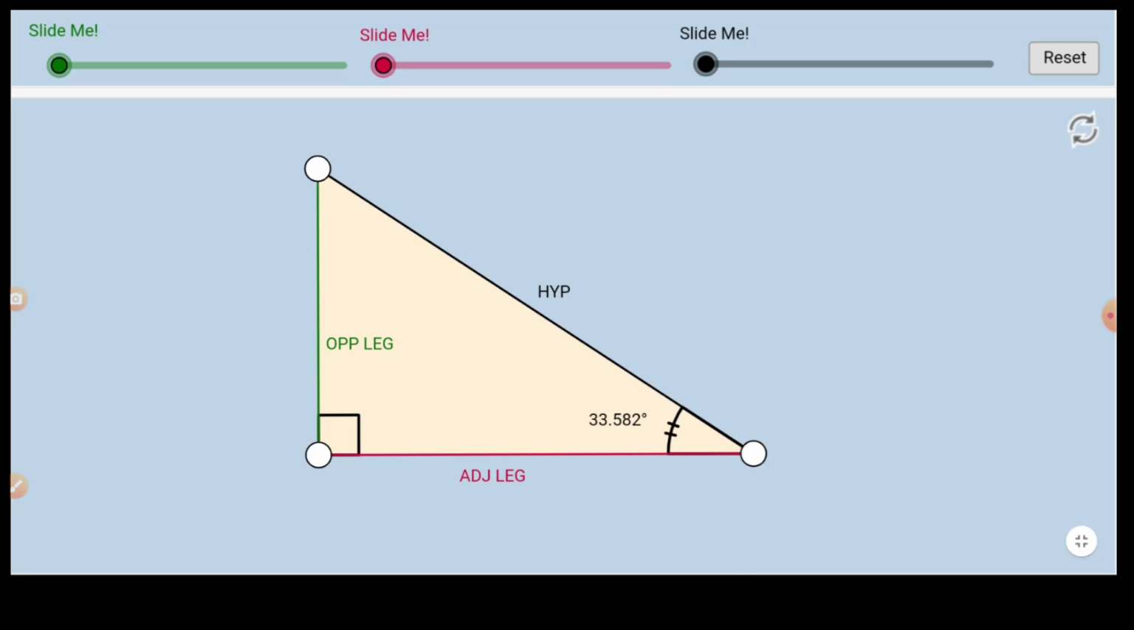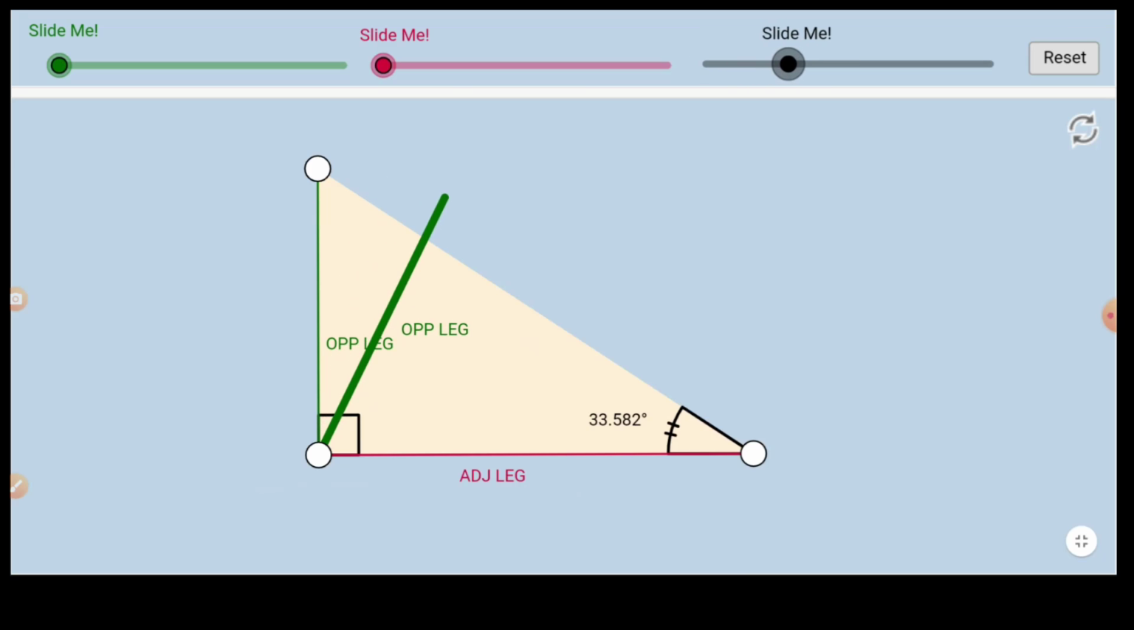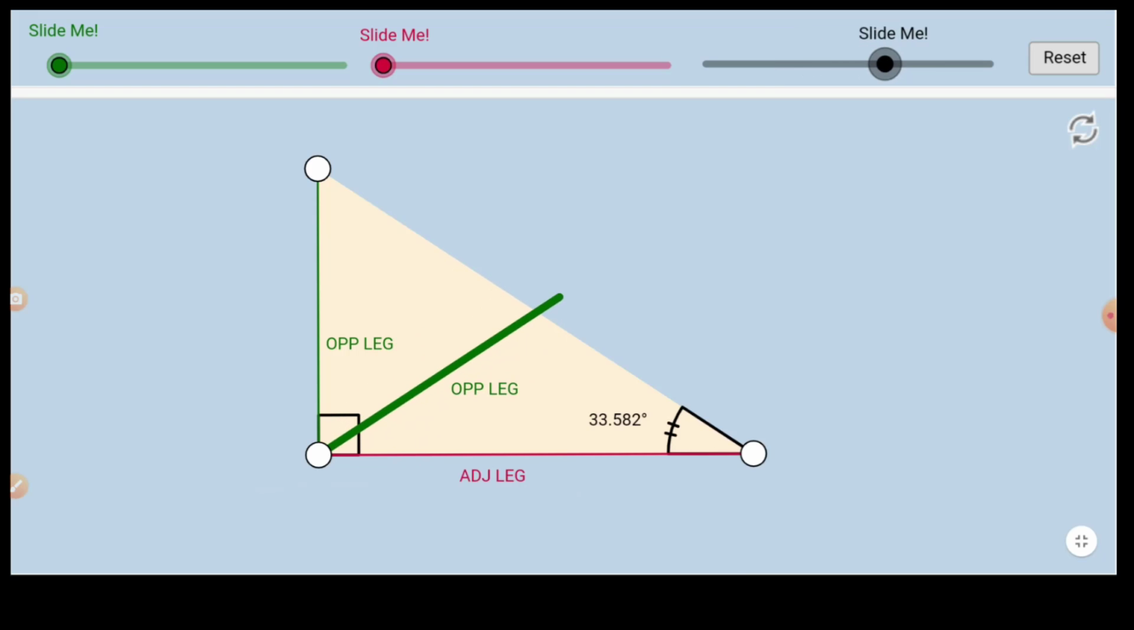Here's what we did the other day. We messed around with the black slider. When we moved the black slider, guess what side moved? The opposite one. And it was moving until it got over into the red part. Remember what this is. This is the tangent ratio. It's comparing the opposite side to the adjacent side, so the opposite leg to the adjacent leg. And look what happens when you do that.